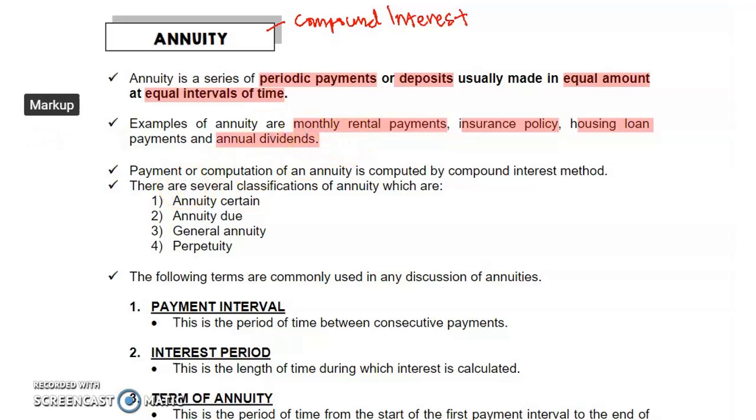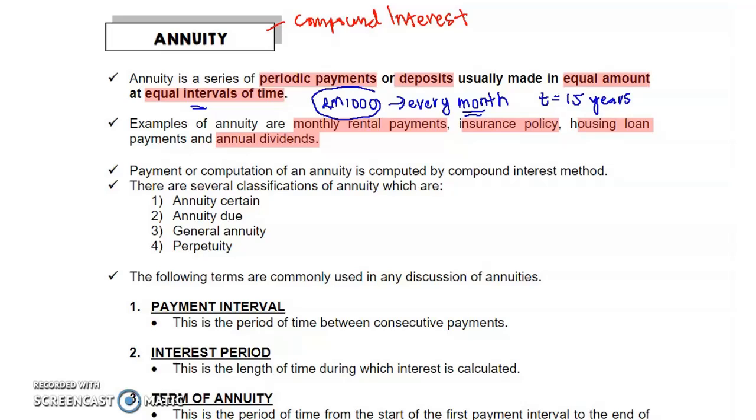Let's look at the example of monthly rental payments. Example, you have a business where you rent a building. So every month, for example, you need to pay RM1,000. So it is a deposit in equal amount. Equal amount means this 1,000 ringgit, and equal intervals of time means every month you pay it monthly. For example, you need to pay it for 15 years. So that is the concept of annuity. You pay 1,000 ringgit every month.